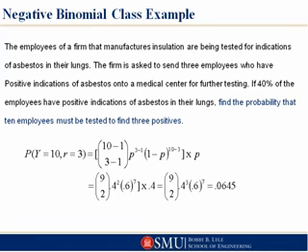Now, the firm is asked to send 3 employees who have positive indications of asbestos on to the medical center. So they have to find 3 employees to send. They'll keep testing until they find those 3 positives. What's the probability that they test exactly 10 employees, and on that 10th trial, they find their 3rd person that they're going to send on to the medical center?